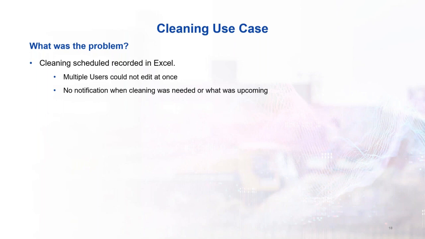The other problem was that they weren't getting notifications when something was past due. No emails or anything sent to them, and they didn't know what was upcoming. There was maybe a little bit of conditional formatting in the Excel sheet. However, it wasn't sent in an email. You'd have to open the report and know what you were looking for.